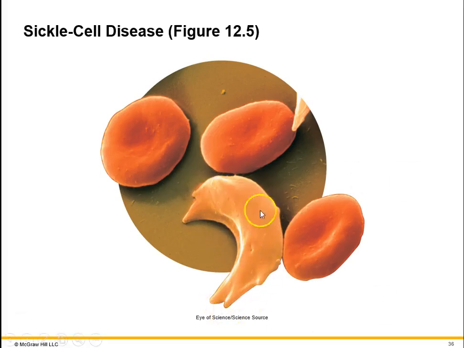And when they have this sickle shape, it makes them more prone to stick together and to form clots in the vessels. It also makes it more difficult for those cells to move freely through the blood vessels, and so that can lead to problems with blood clotting, which would prevent you from getting good blood flow to certain parts of the body. That can cause a lot of pain. If you start forming clots in the heart, it could cause heart attacks. If you start forming clots in the brain, it could lead to a stroke.